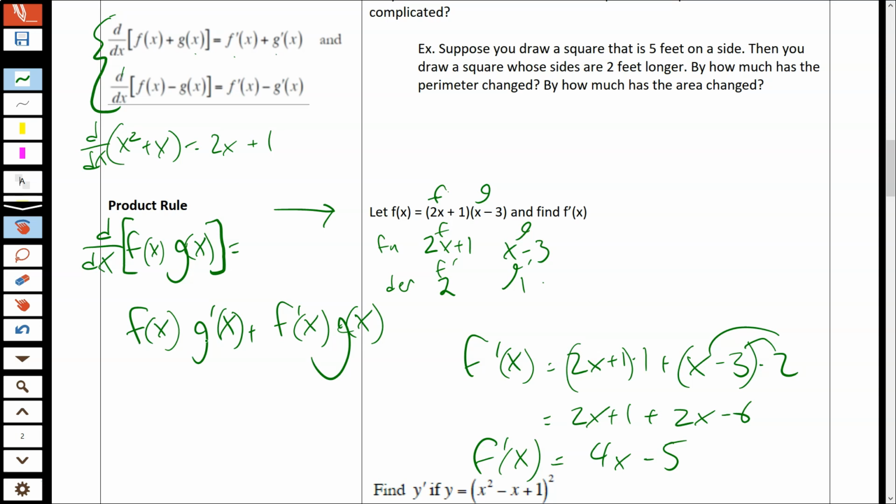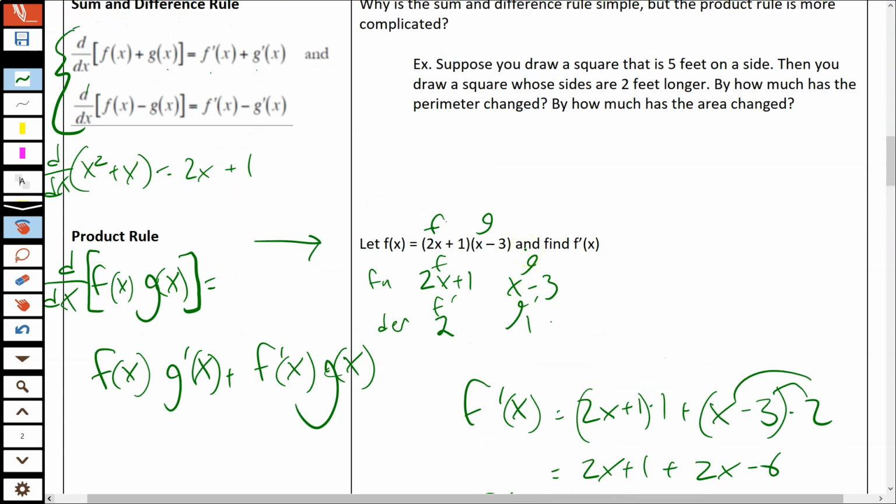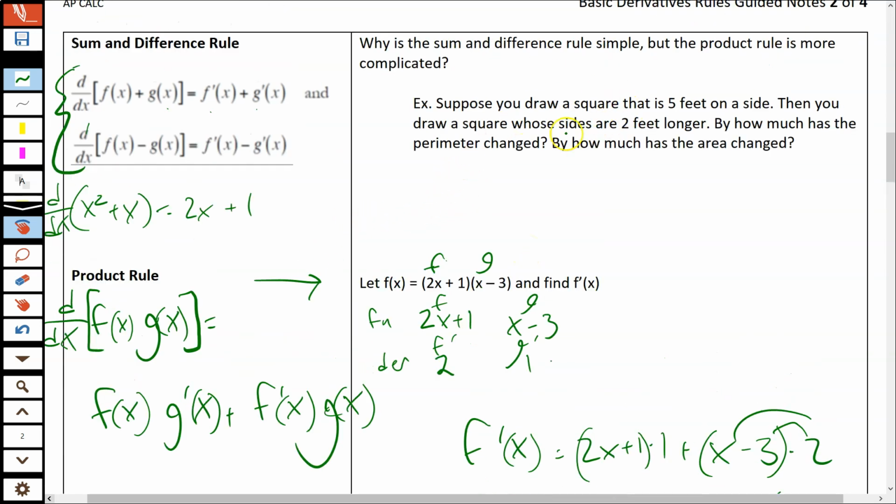Here's the reason why it's so complicated. Here's an example that you can connect it to understand why it's so complicated. Again, deriving these rules is kind of outside of our scope here. So suppose we draw a square that's 5 feet on a side, and then we make those sides 2 feet longer. So here's our first square, 5 feet all the way around, right? And here's our second square, which is obviously going to be 7 feet all the way around. And then by how much has the perimeter changed, and by how much has the area changed?